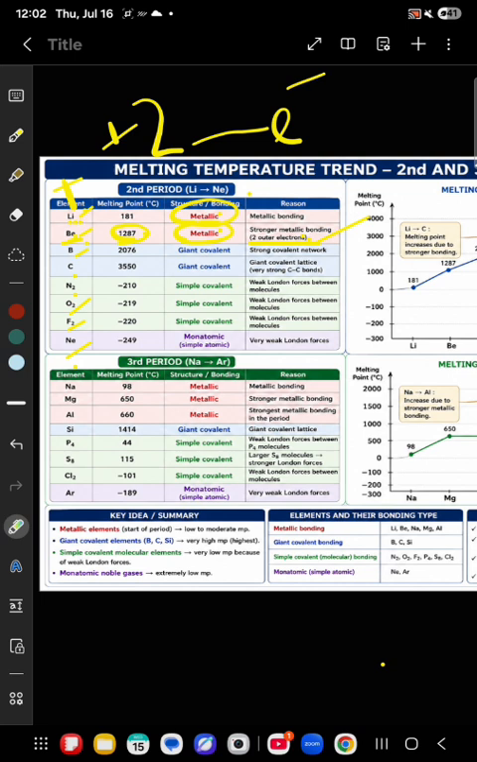Now let's go to the next element of the period, which is boron. Boron forms a giant covalent structure. Boron is not a metal, it is a non-metal, but it forms a giant covalent structure because boron has 3 electrons in the outermost shell. So it can form 3 bonds, and it can form a giant covalent structure, and its network would be very strong. So its melting point is 2000.